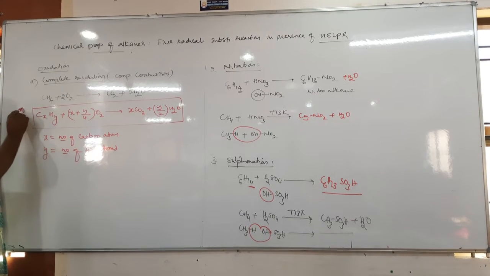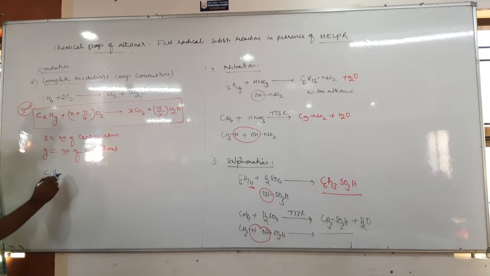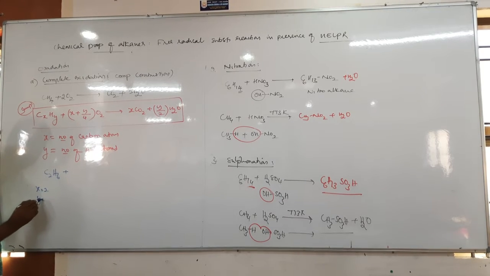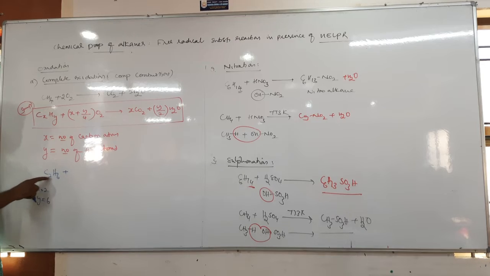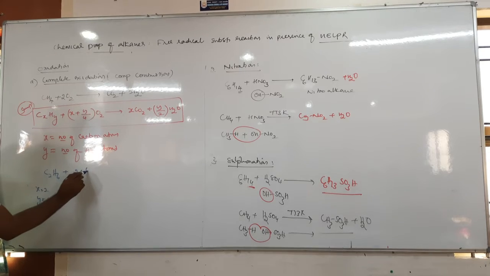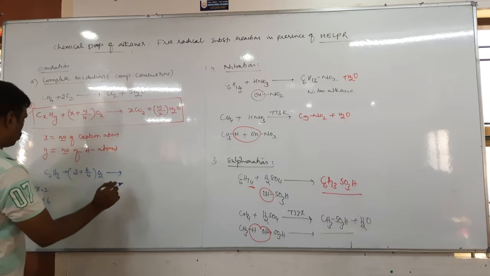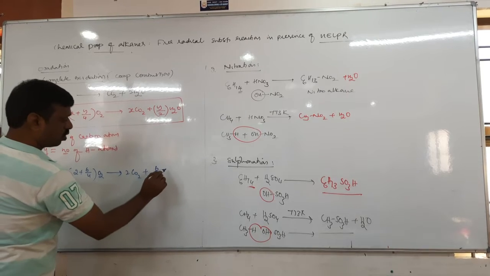Important, this equation comes in all organic reactions, organic topics. For example, if I take C2H6, where x equal to 2, y equal to 6. Yes or no? Then write the complete combustion of this ethane. C2H6 plus (2 plus 6 by 4) O2 gives rise to 2CO2 plus 6 by 2 H2O.